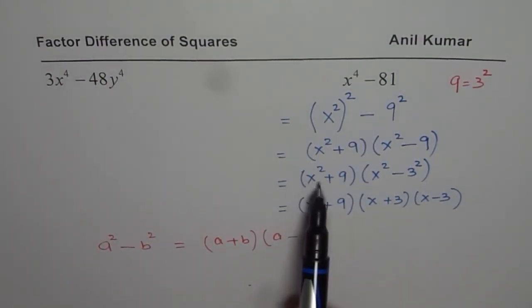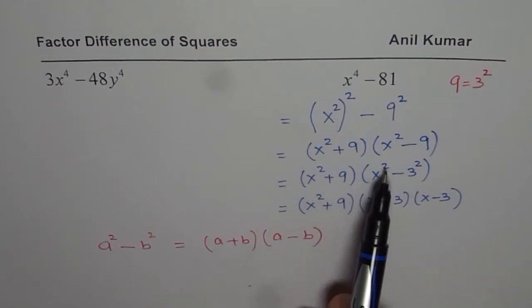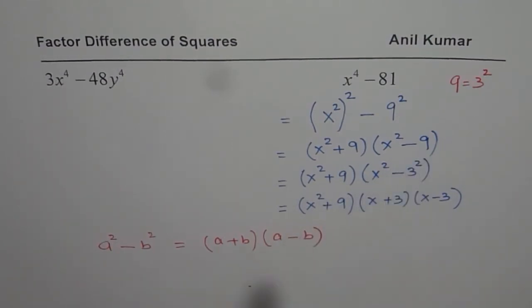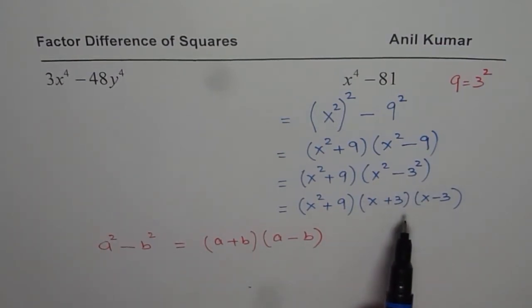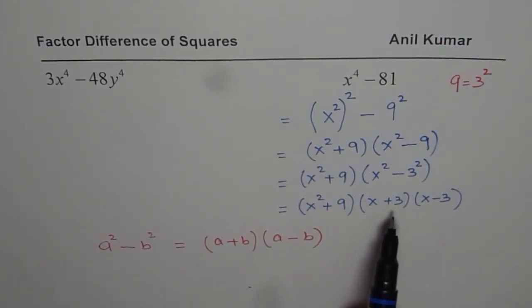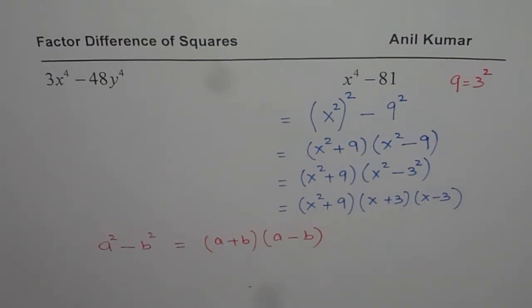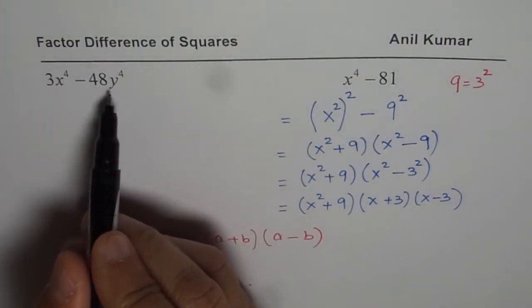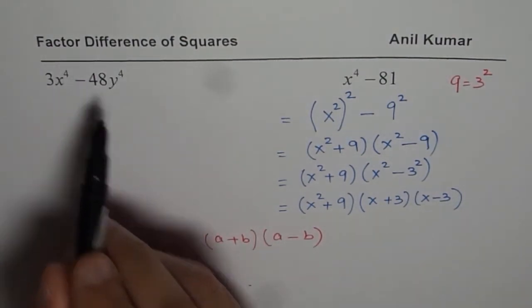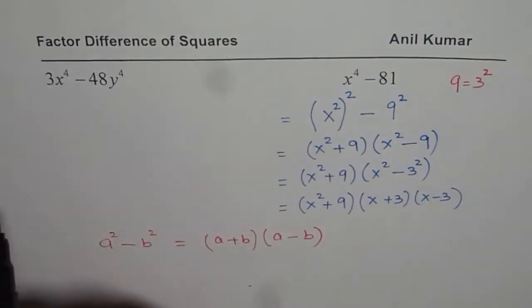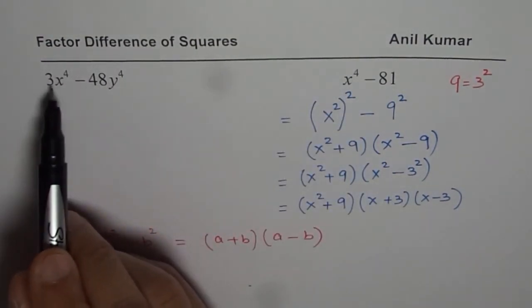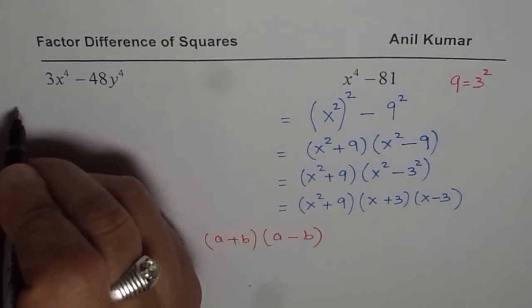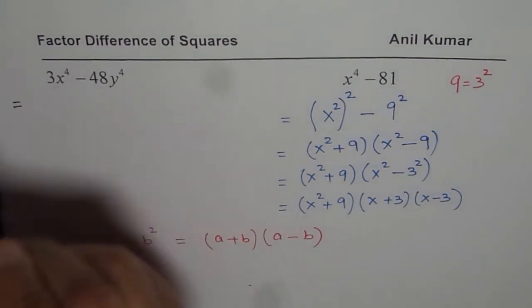You cannot factor x squared plus 9, but you can factor x squared minus 9 using difference of square. I hope you got the idea. You can actually pause the video now and then factor the other one. Okay, let's do it. It is 3 times x to the power of 4 minus 48y to the power of 4. Now there is one big difference between the two. We have 3 as a common factor, so we can first group factor. So that is an additional step here.